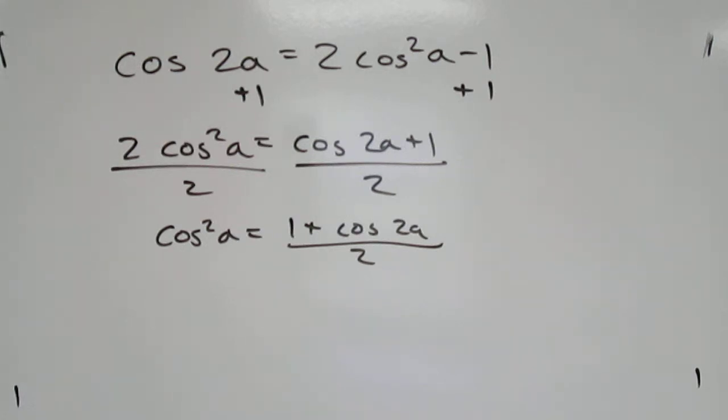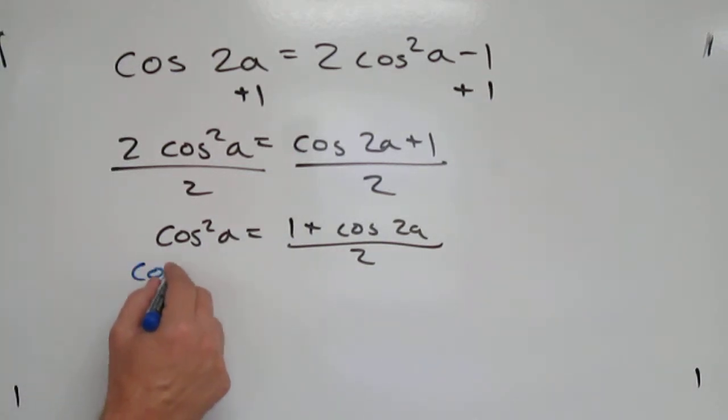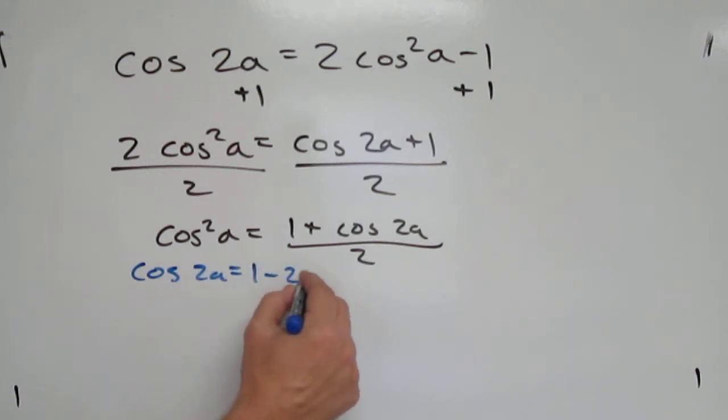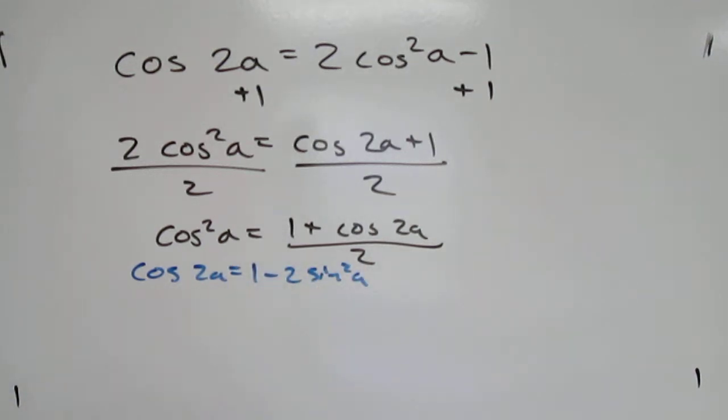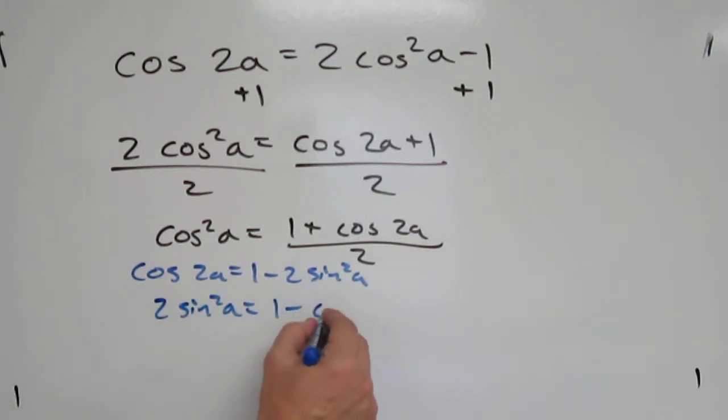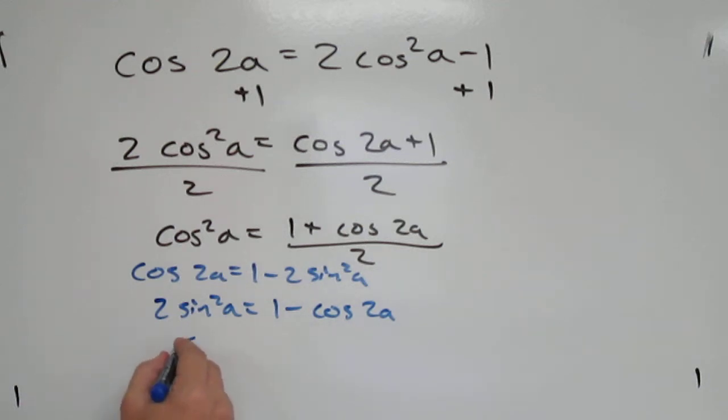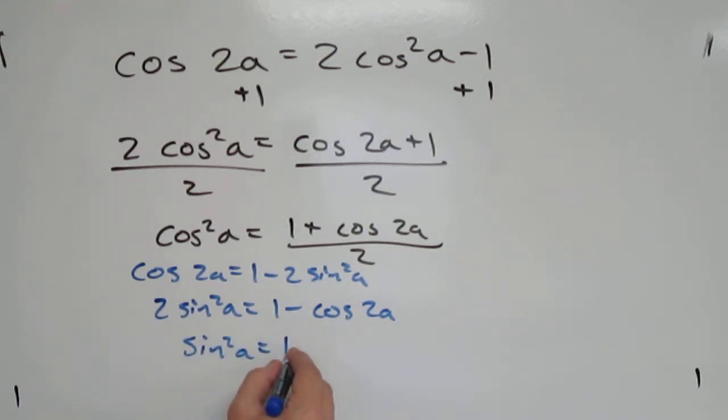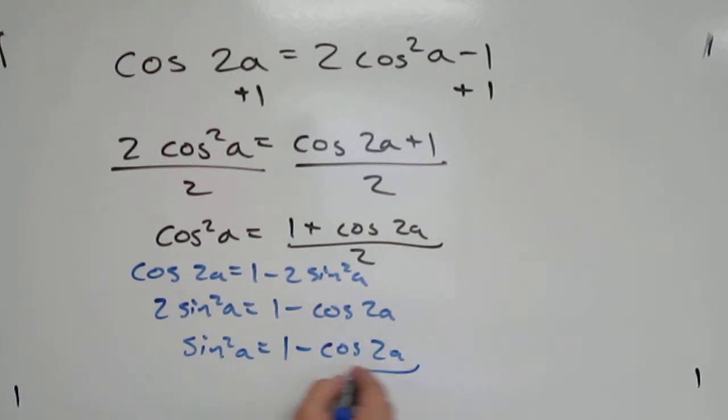I could do the same thing for sine. If you remember, we had previously said that cosine of 2a is also equal to 1 minus 2 sine squared a. So if I wanted to get the sine squared alone, I'm going to bring this cosine 2a over here and this guy over there. So I could say 2 sine squared a is equal to 1 minus cosine of 2a. And so sine squared is equal to 1 minus cosine of 2a over 2.